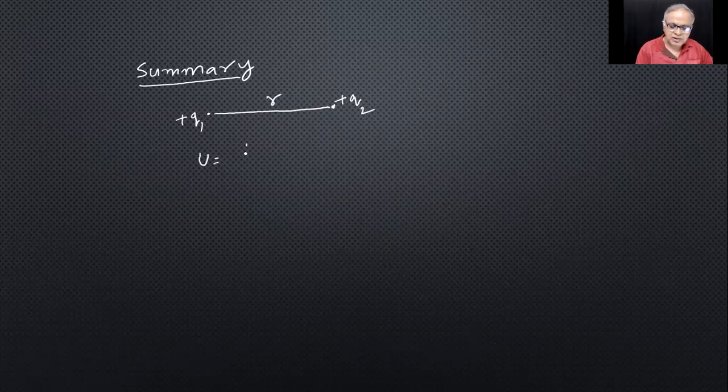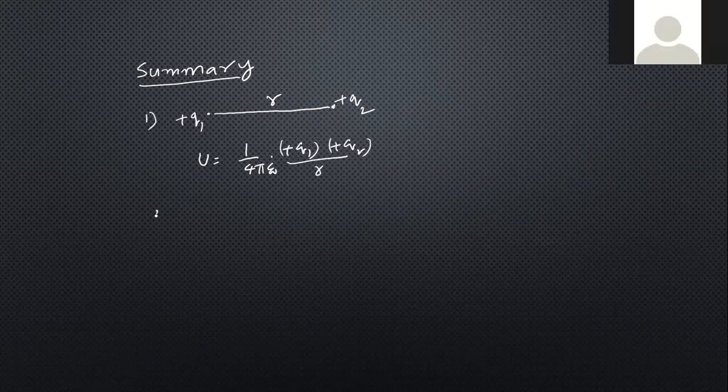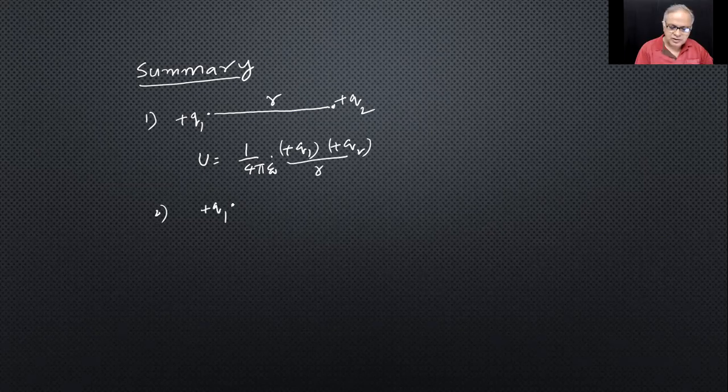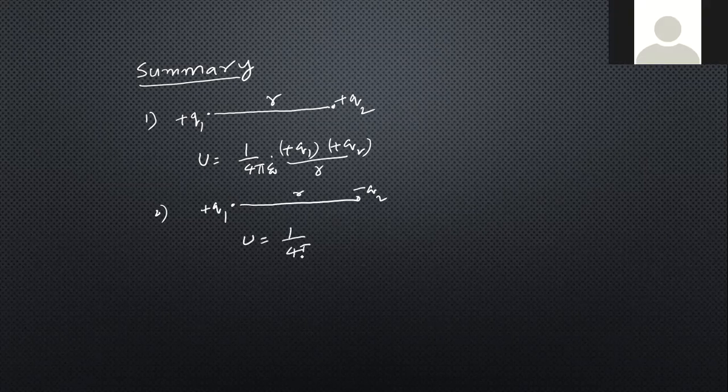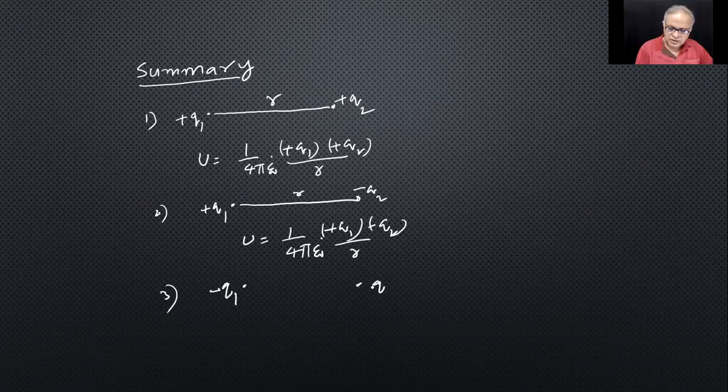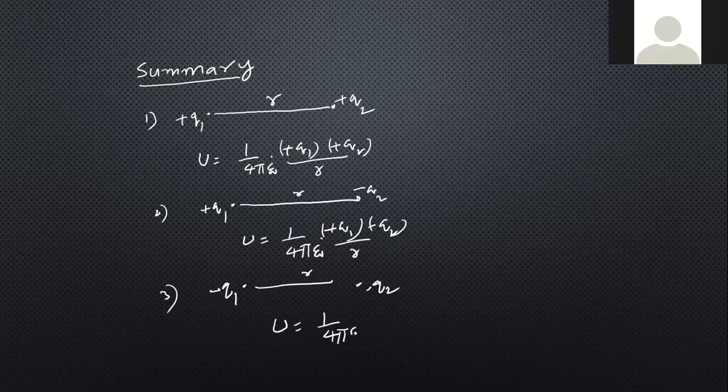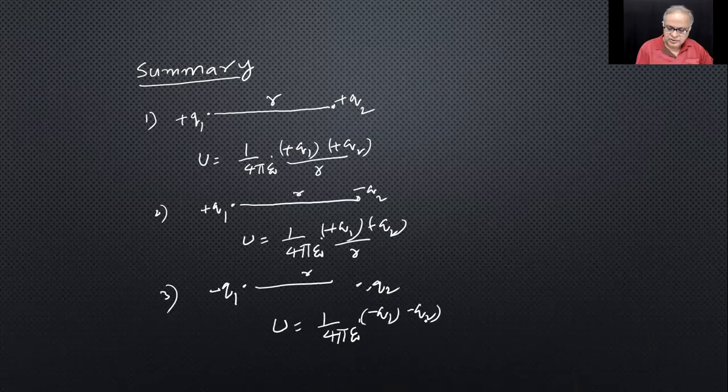U in this system will be what? 1 by 4 pi epsilon 0 plus Q1 plus Q2, carry the signs all the time, by R. The second case, plus Q1 minus Q2, distance R. 1 by 4 pi epsilon 0 plus Q1 minus Q2 by R. Third case, minus Q1 minus Q2, distance R. So what will I get here? 1 by 4 pi epsilon 0 minus Q1 minus Q2 by R. So this is what we have for the formulas, or the summary in terms of the formula.